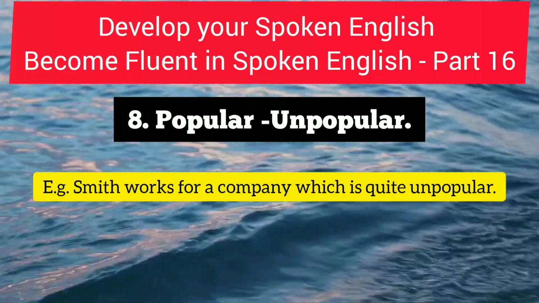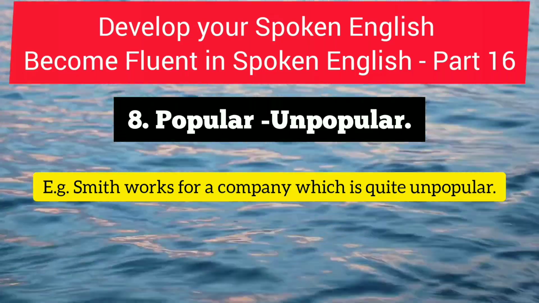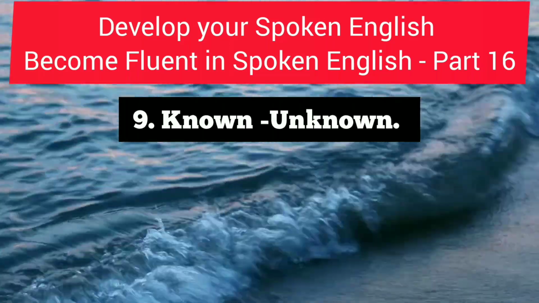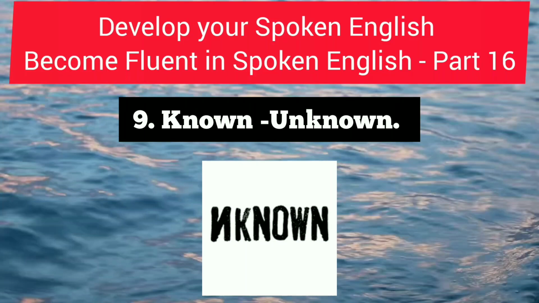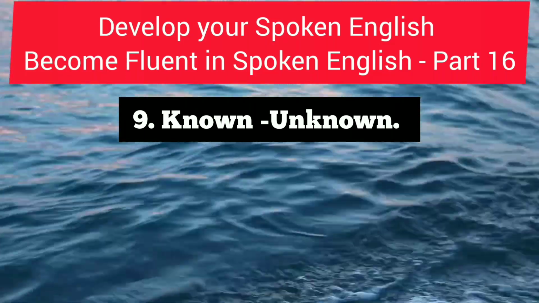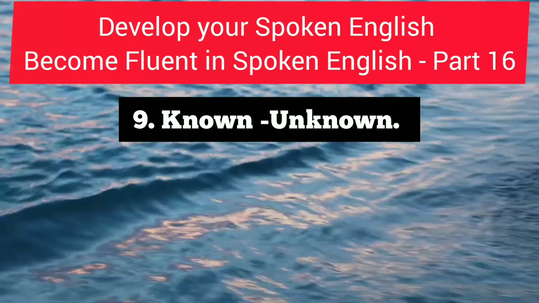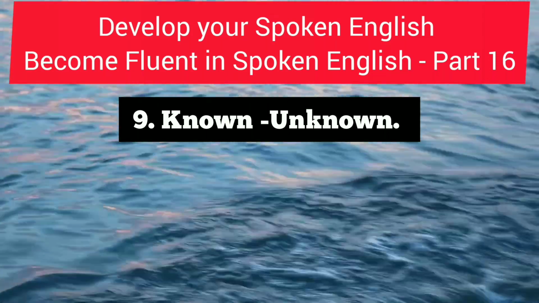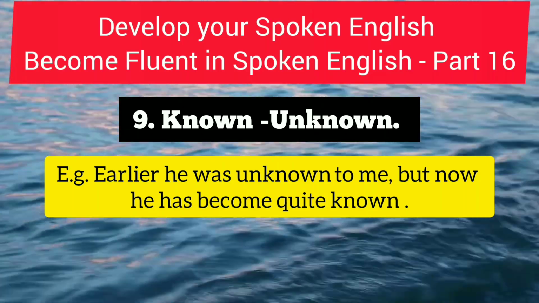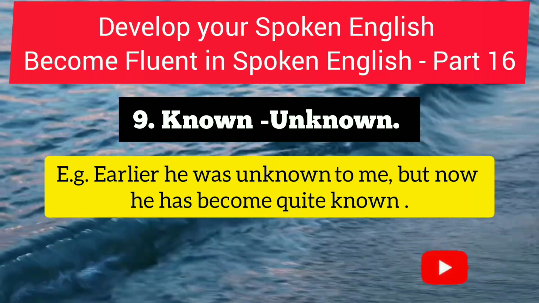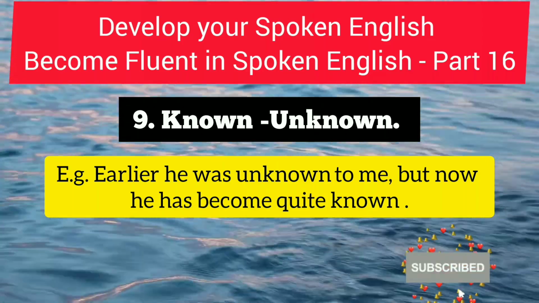Okay, so up next, let's turn our attention towards the ninth one, that is known, and the opposite is also quite simple, that is unknown. Again we are adding un. So just remember this: known and opposite or antonym is unknown. Let's see the example. Earlier he was unknown to me, but now he has become quite known. That means now he has become quite known to me. Earlier he was not known.